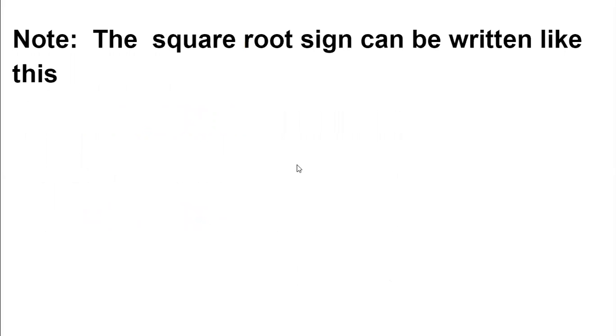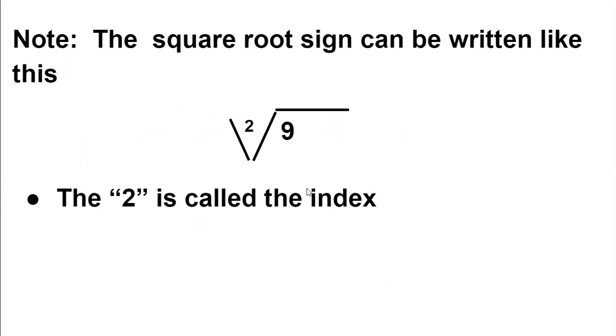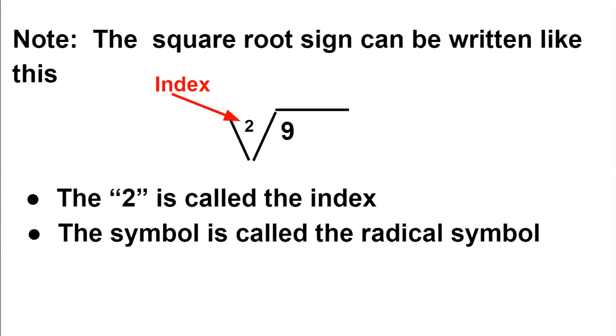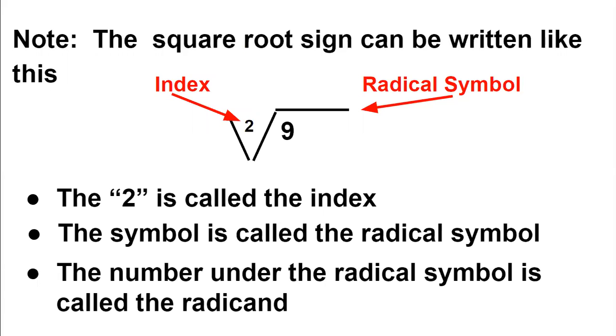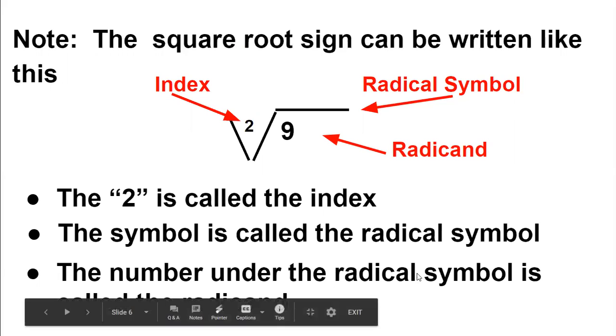The square root sign can sometimes be written like this. You have a little 2, which is called the index. You have the symbol, which is called the radical symbol. And finally, you have a number under the radical symbol, which is called the radicand. So this will be more important later on when you get to cubed roots, roots that go by 4s, 5th roots, 6th roots, 7th roots, etc. as you get into higher math.